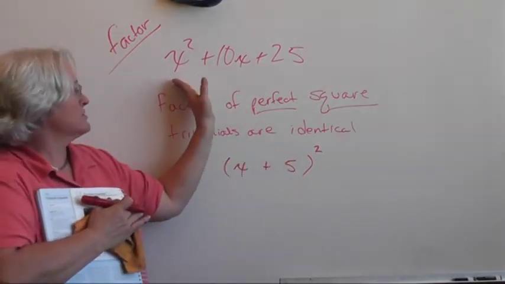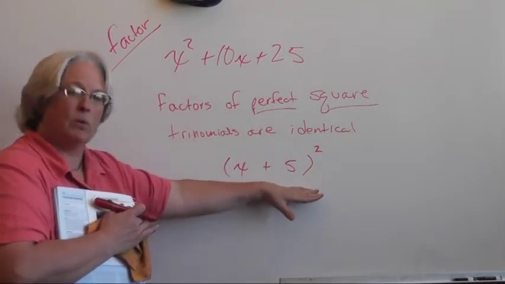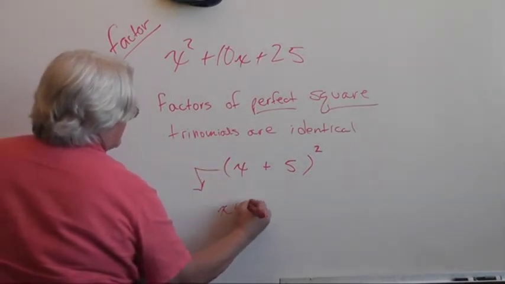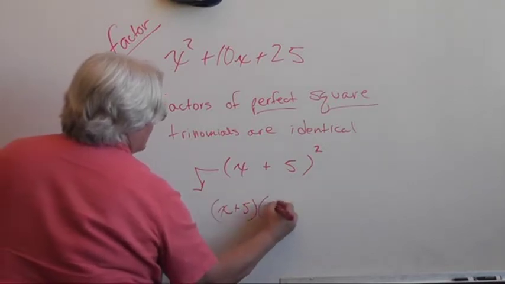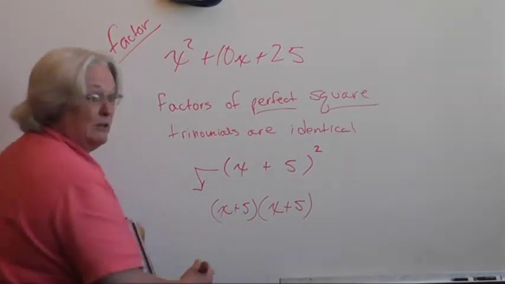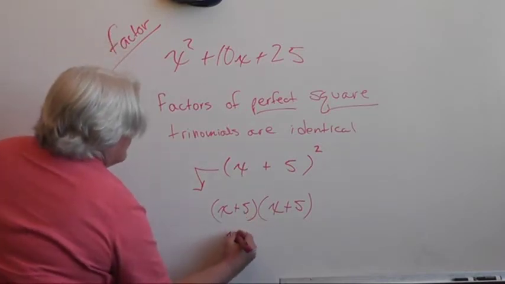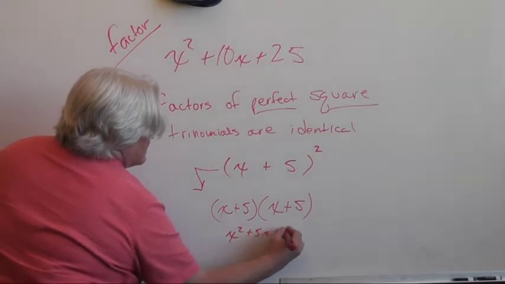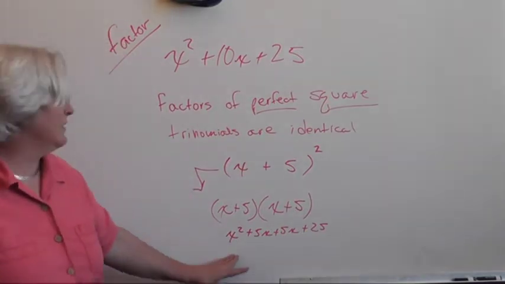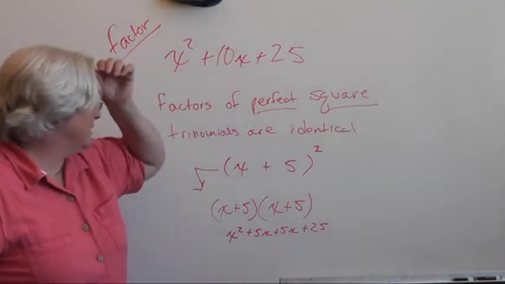Okay? So when we factor x squared plus 10x plus 25, our answer is x plus 5 quantity squared. And the way that we verify this, x plus 5, the quantity squared, is equal to x plus 5 times x plus 5. If we FOIL, you have x squared plus 5x plus 5x plus 25. This becomes x squared plus 10x plus 25.